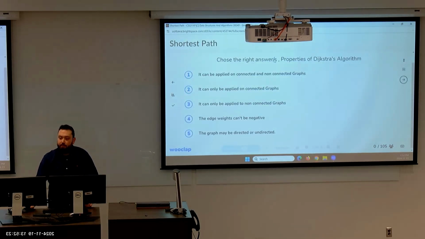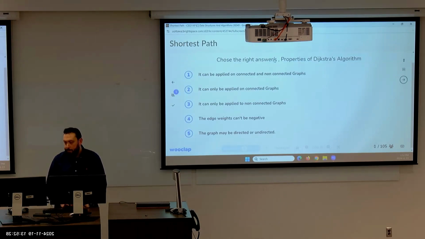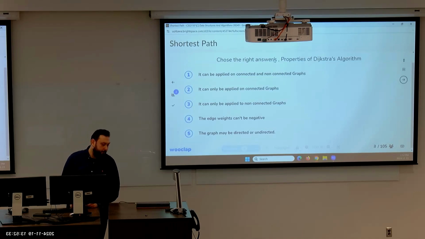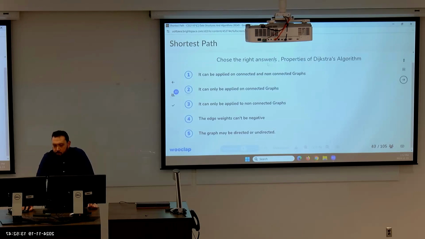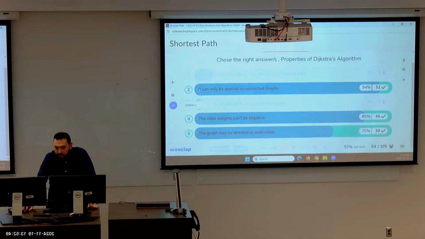Okay, choose the right answers, properties of Dijkstra's algorithm. It can be applied on connected graphs only. It can be negative, and then the graph may be directed or undirected.